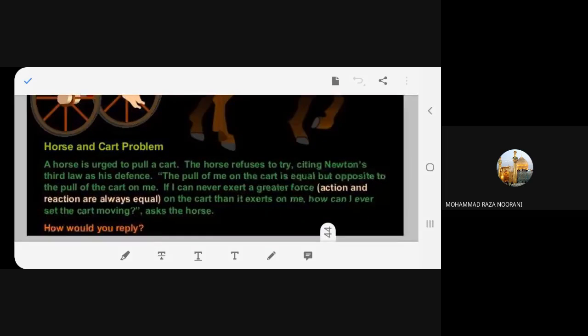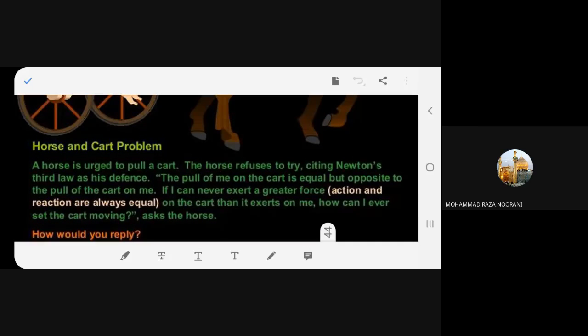Let's start. Horse and cart problem. Please start. A horse is urged to pull a cart. The horse refuses to pull.